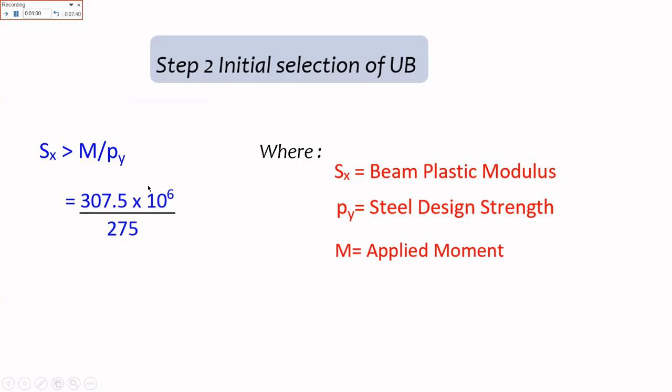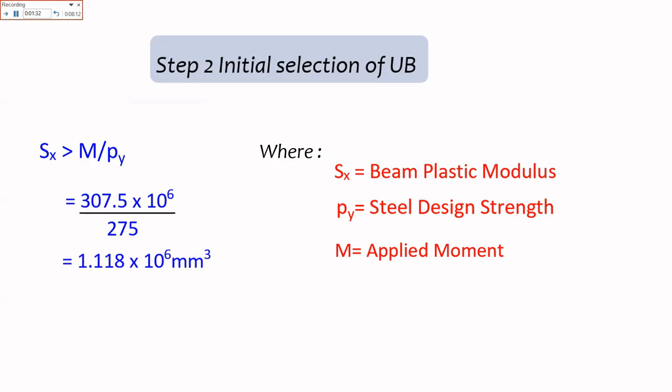Remember the moment was in kilonewton meter. So to convert to Newton, you multiply by 10 raised to power 3. And again, to convert it to millimeters, you multiply by another 10 raised to power 3. In total, it's 10 raised to power 6 divided by 275 Newton. So if you do that, you'll get 1.118 times 10 raised to power 6 millimeter raised to power 3.